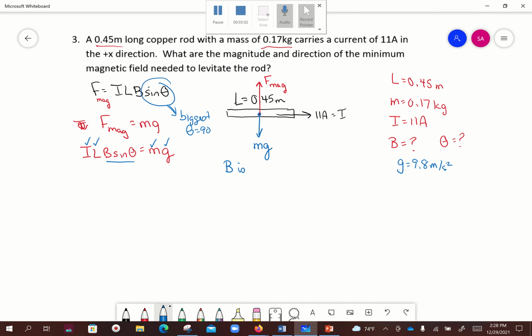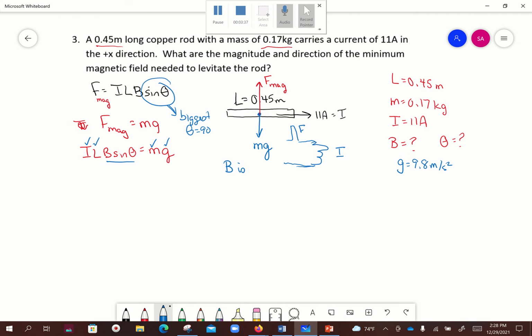Okay, remember we have to use the right-hand rule. So if I want the magnetic force to be upwards, take your right hand and put the fingers in the direction of the current. You want your thumb to be pointing in the direction of the force, and you want your four fingers pointing in the direction of I.